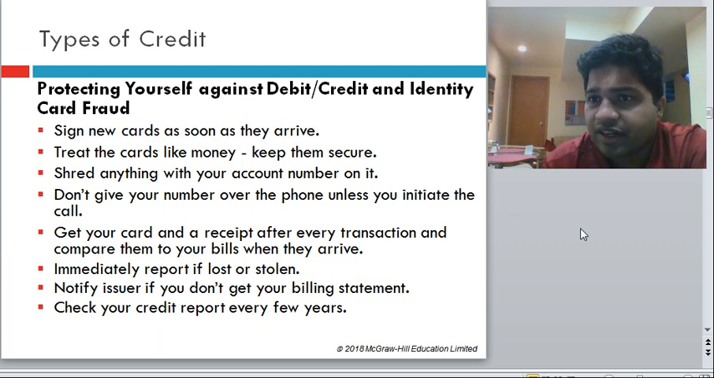You have to check your credit report because there may be individuals who have asked for credit on your behalf. So it can happen, so every few years you have to check your credit reports. We'll talk about credit reports in the next session. But you have to check your credit reports every few years.